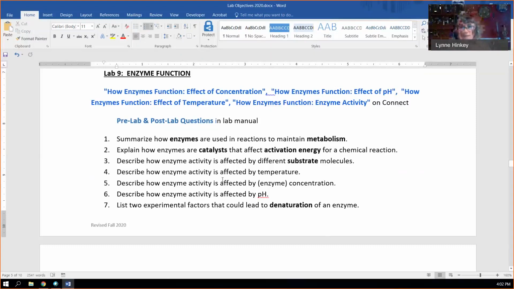At some point, if I keep increasing the substrate concentration, but not the enzyme concentration, the enzymes are going to be working as fast as they can. Every single one of those enzymes is going to be busy converting substrate. So I'll reach a plateau.